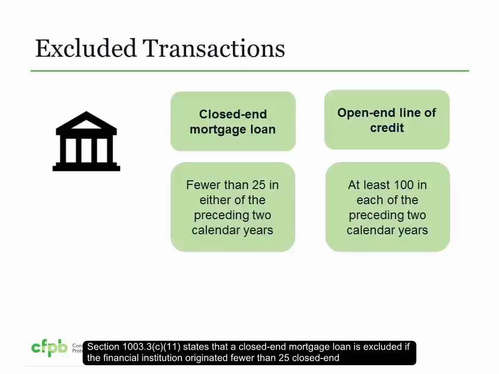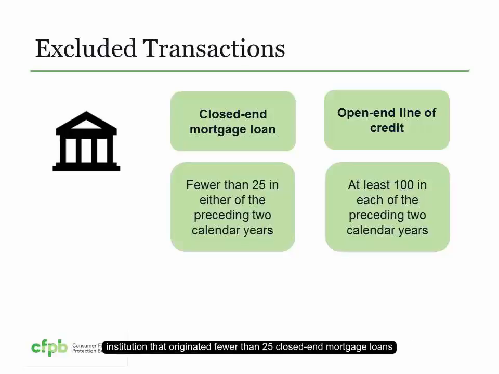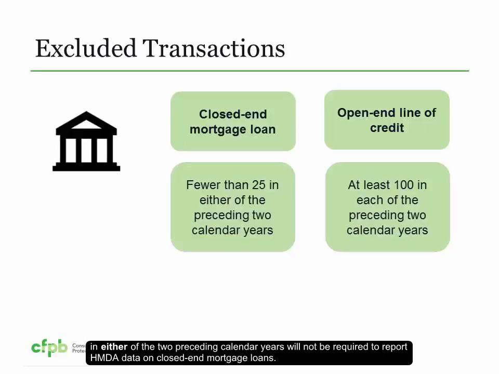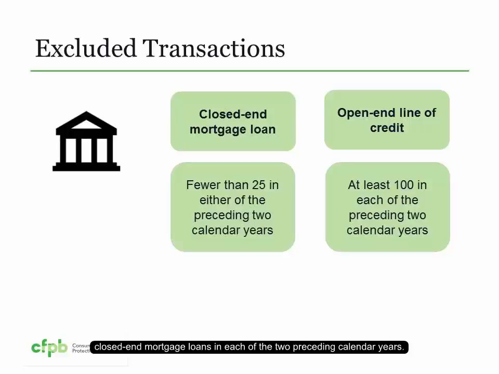Section 1003.3C11 states that a closed-end mortgage loan is excluded if the financial institution originated fewer than 25 closed-end mortgage loans in each of the 2 preceding calendar years. The Bureau intended that a financial institution that originated fewer than 25 closed-end mortgage loans in either of the 2 preceding calendar years will not be required to report HMDA data on closed-end mortgage loans. This means that a financial institution will be required to report HMDA data on closed-end mortgage loans only if it originated at least 25 closed-end mortgage loans in each of the 2 preceding calendar years.